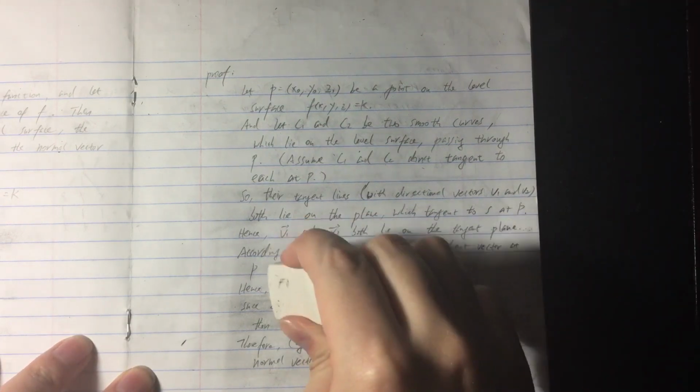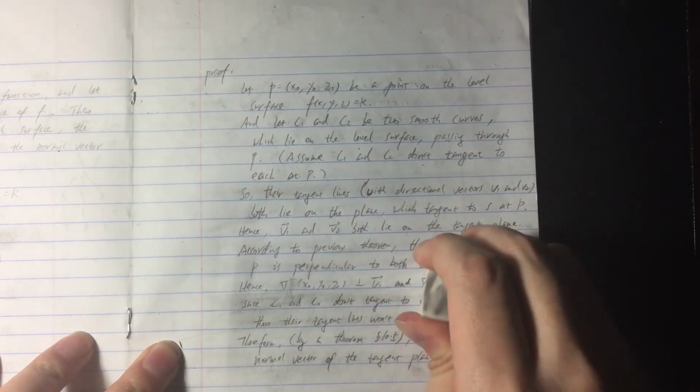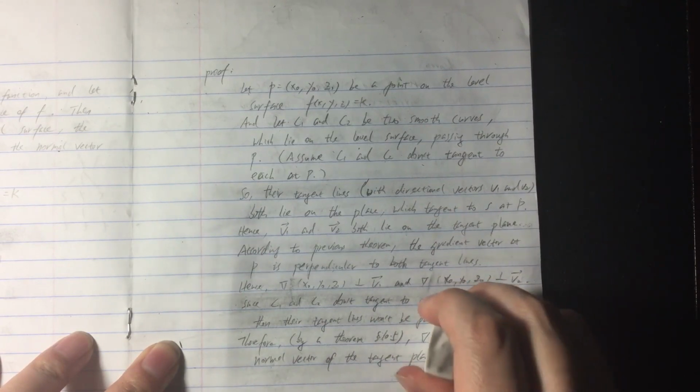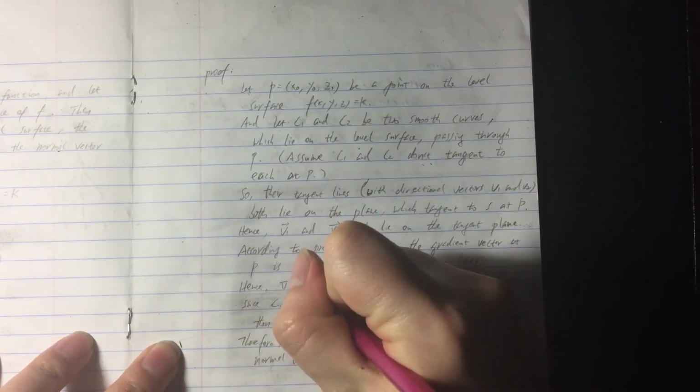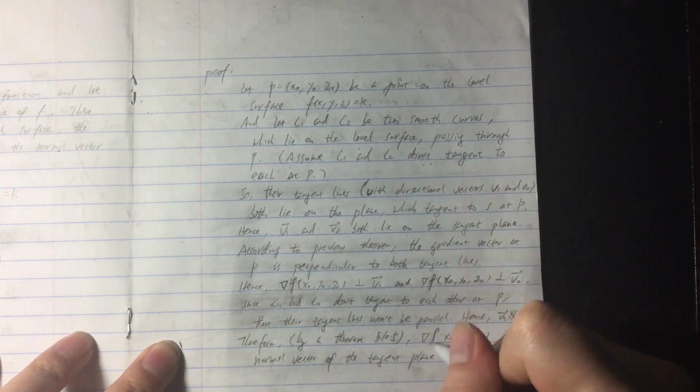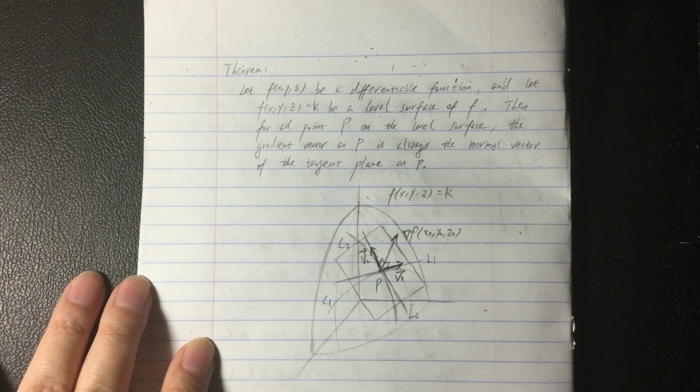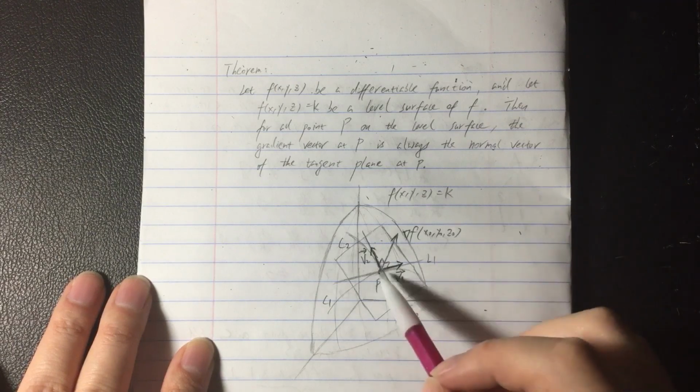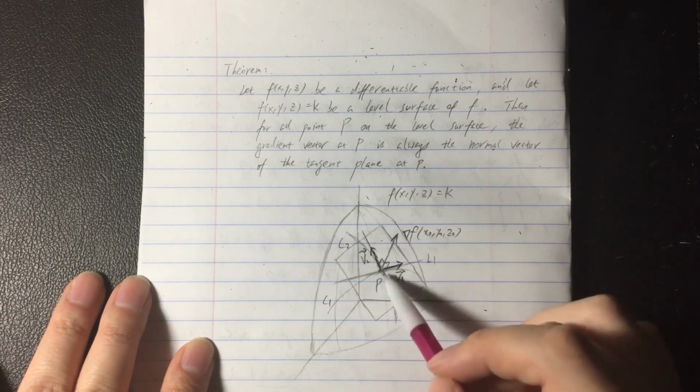Now, before we complete the proof, I see a mistake here. In this proof, all letter f must be lowercase f, because the function is lowercase f. So that's the complete proof for this problem. And also keep in mind that in this theorem, the gradient vector of function f at point P is always the normal vector of the tangent plane at point P.